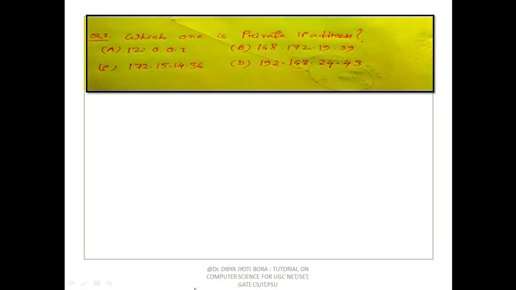So for that we have to know what is private IP address. IP addresses are broadly classified into two types: public and private. Public means accessible to anyone, just like google.com, and private is not accessible to everyone. So it is restricted from the outside world.